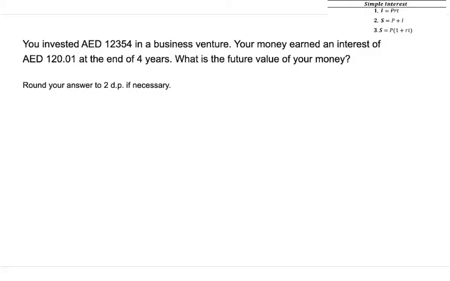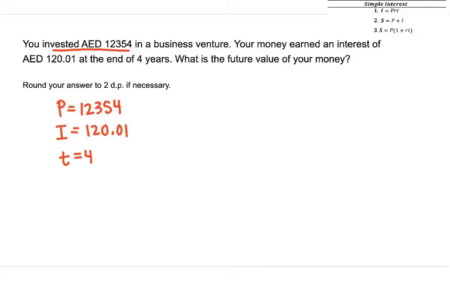Okay, this question sometimes tricks students. It's actually simpler than it looks, but let's get started. Invested 12,354. So that's the starting amount that you put in the bank or put in your business venture. It earned interest of AED 120.01, so the interest amount is I, and time is 4 years.